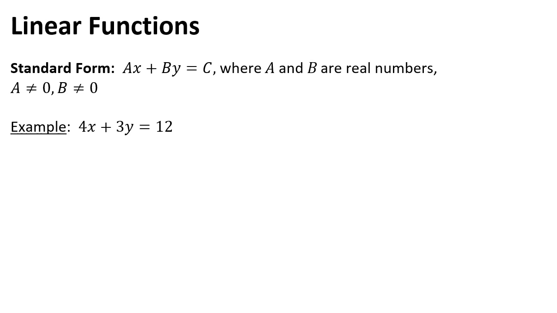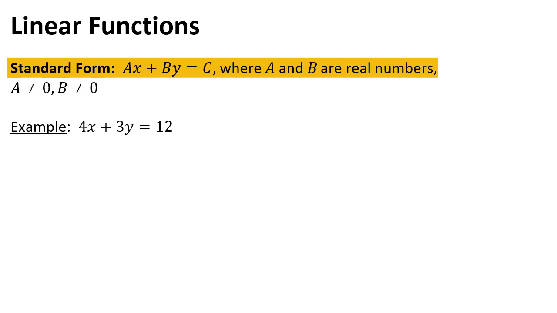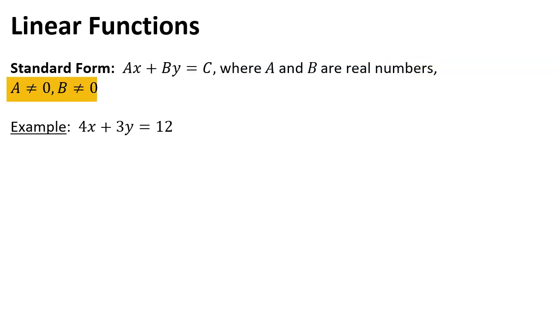Linear functions. We'll begin with the standard form of the equation of the line: Ax plus By equals C. A and B are real numbers. A can't be 0 and B can't be 0. An example is 4x plus 3y equals 12.